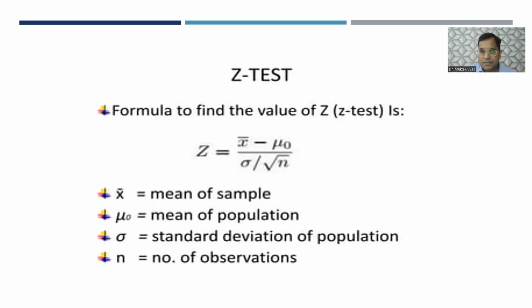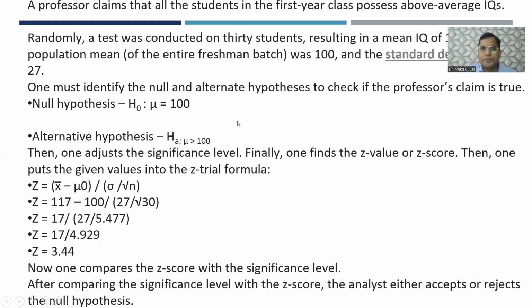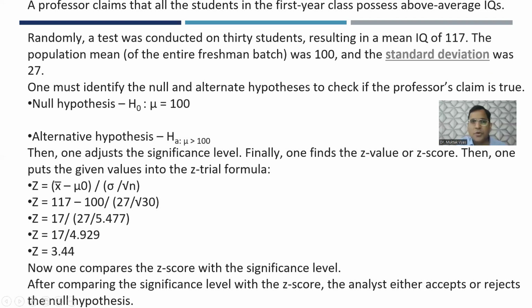Now, we'll take one example of Z-test. There is a professor who claimed what is the average IQ of the people. So randomly a test was conducted on 30 students. As I already mentioned, Z-test is used when sample size is greater than or equal to 30. So a test was conducted on 30 students resulting in a mean IQ of 117. The population mean of the entire freshman batch was 100 and the standard deviation was 27.